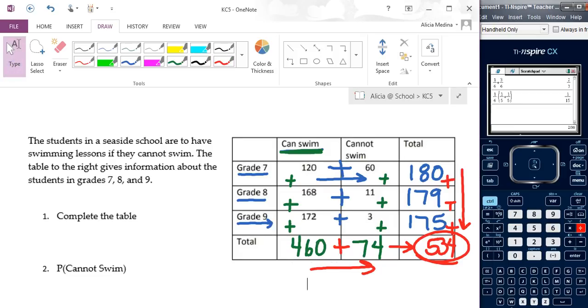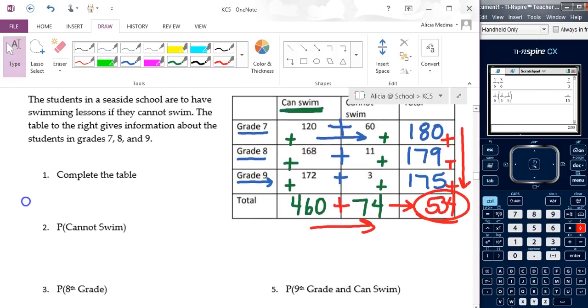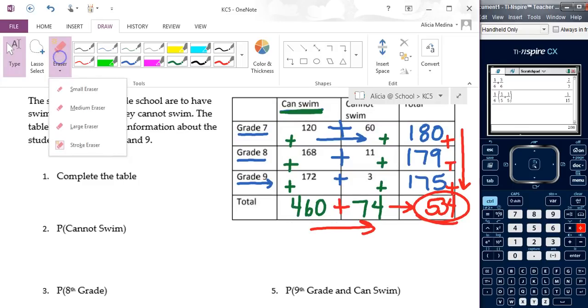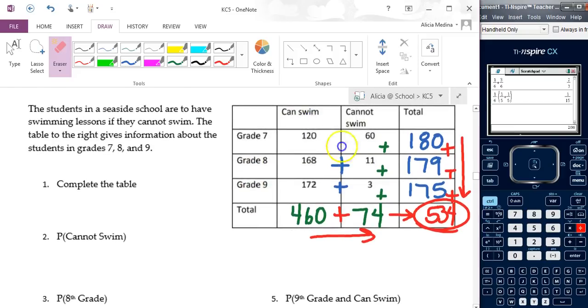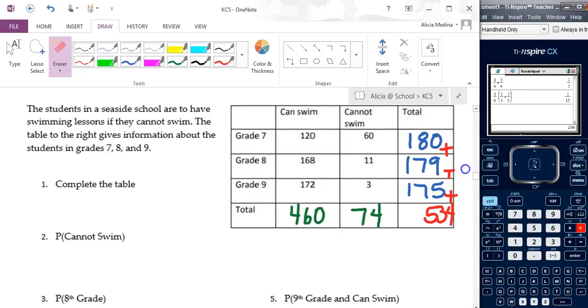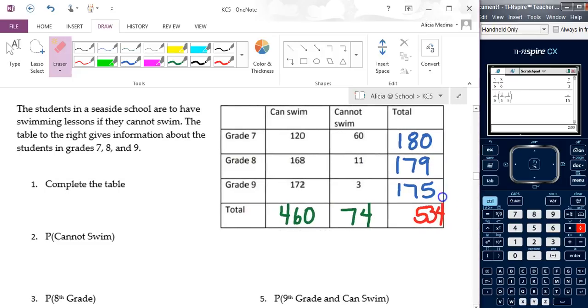Alright, so now that we have this table, I'm going to go ahead and just erase some of the plus signs. It kind of looks a little crazy here. Just so that we can see only the numbers, a little bit easier to comprehend.